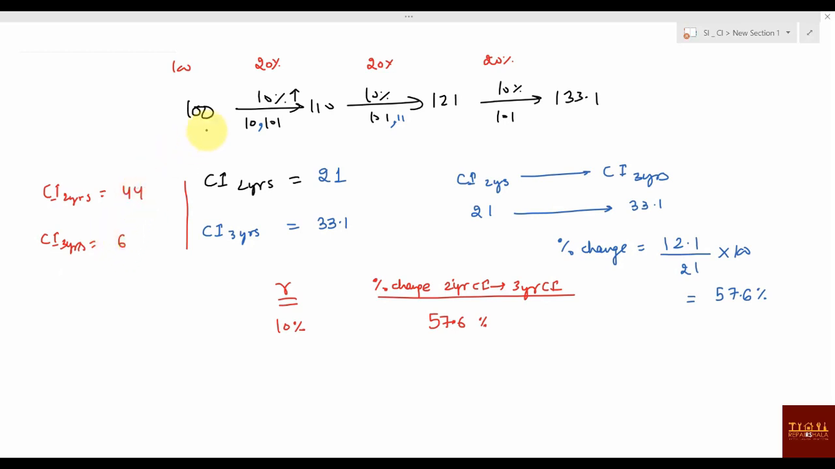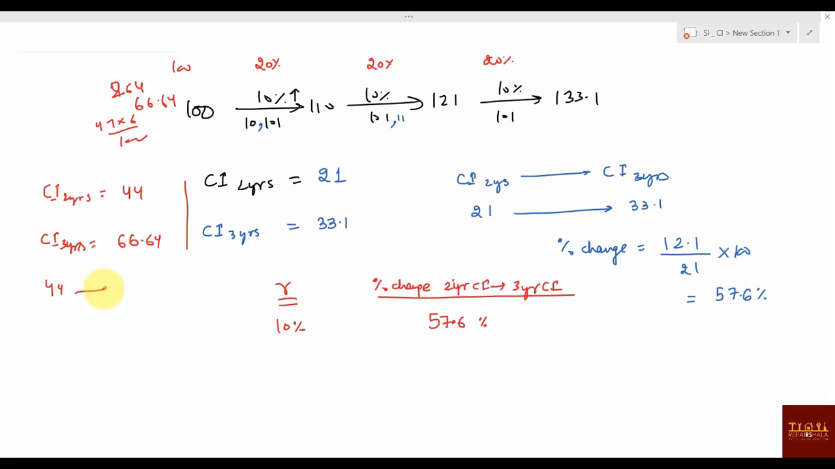So 44 plus 20, 64, and then 44 into 6 by 100. So that is 240 and 24. 240 and 24, so 264. 264, 2.64 means it will be 66.64.